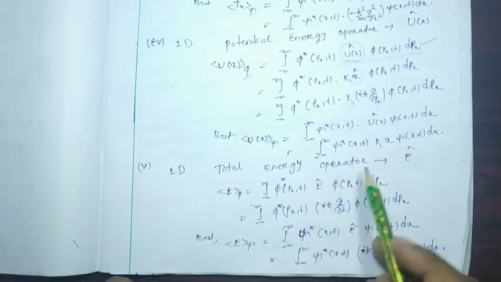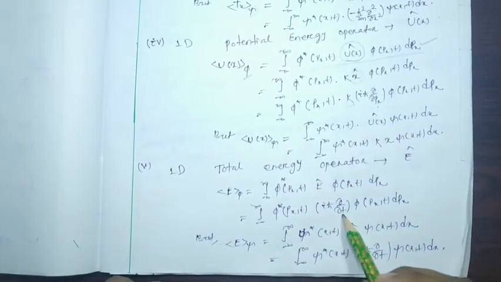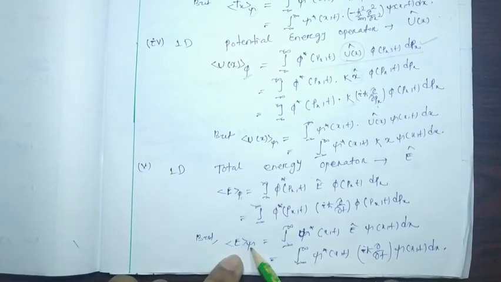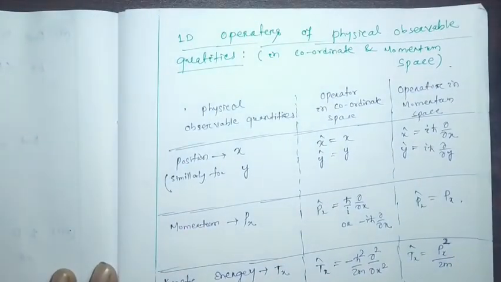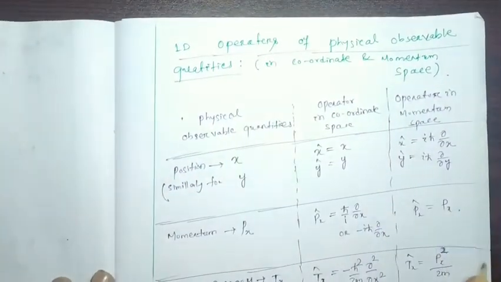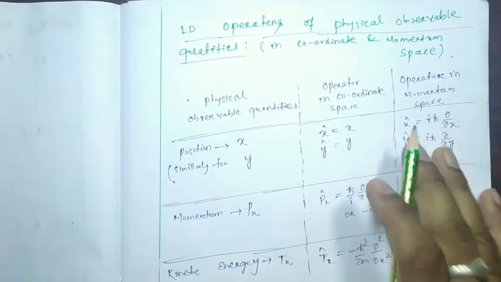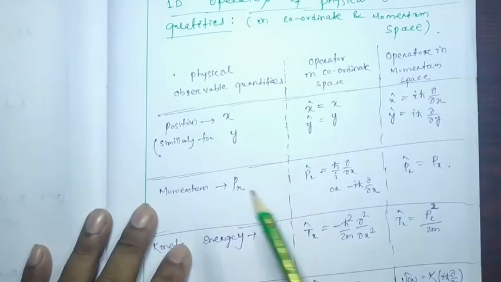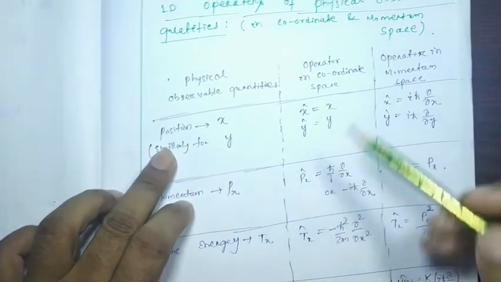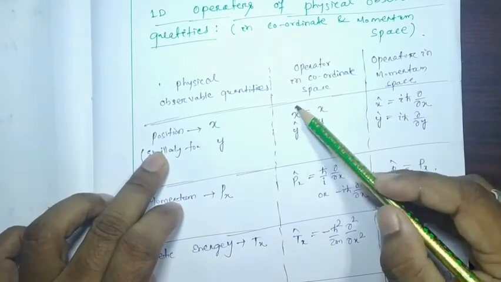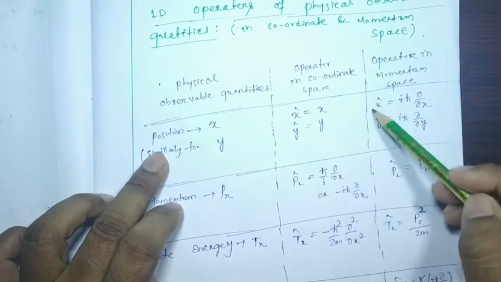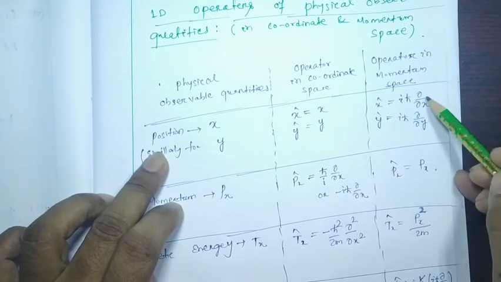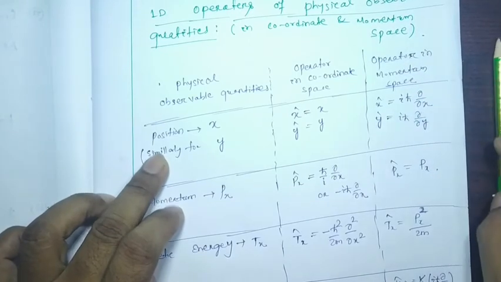Likewise, the total energy operator E cap is i h cross del by del t for momentum space, and for coordinate space it is also the same, i h cross del by del t. Now I have written all the operators in one table. This is one dimensional only. For the physical observable, position x, the operator is written in the form of x cap. So x cap in coordinate space is x, and in momentum space it is i h cross del by del px.